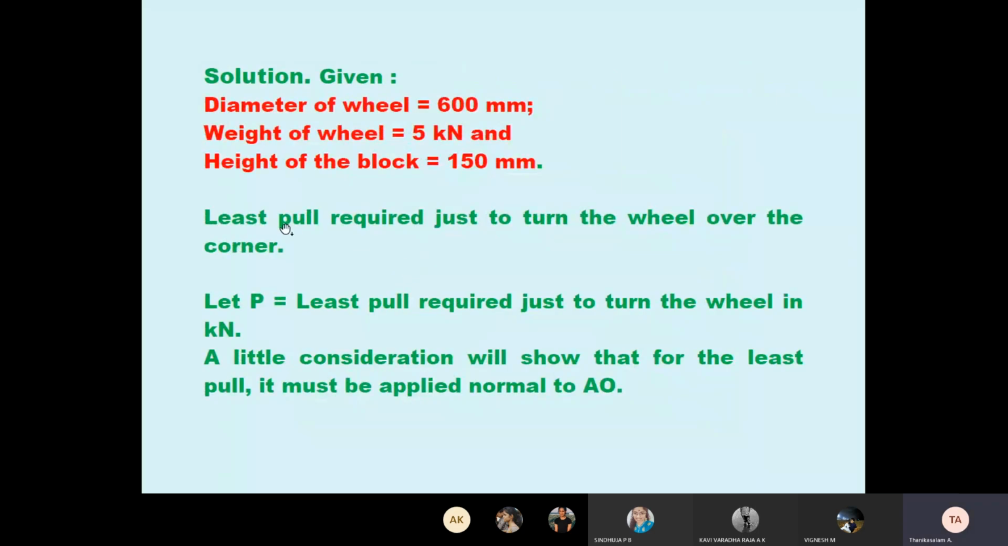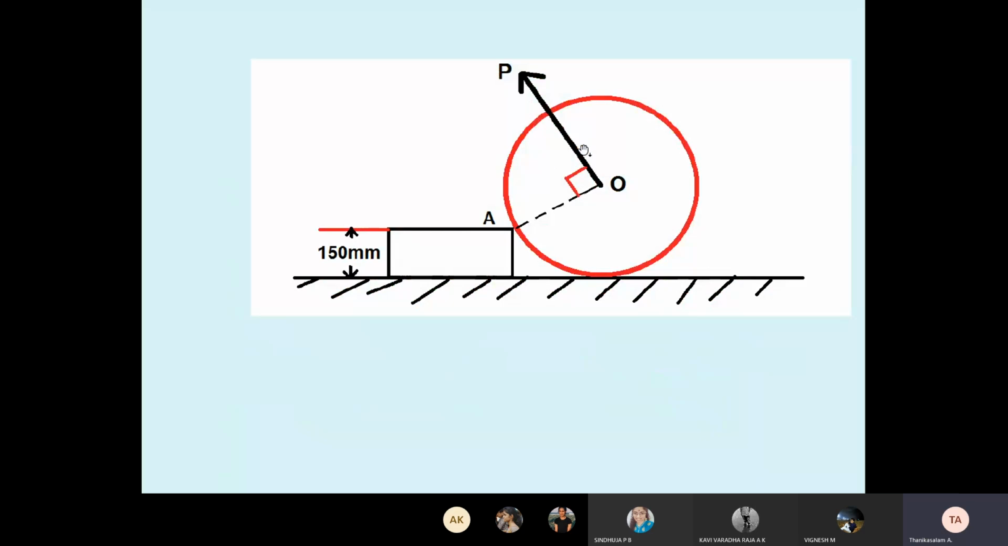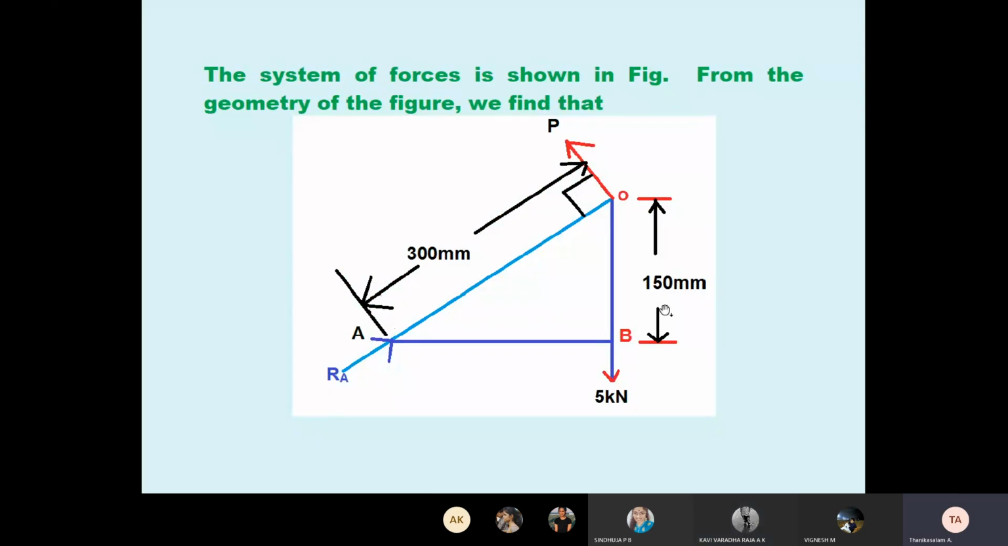See here, the least pull required to turn the wheel. Kavi, when turning, the ball is in contact at A point only, not on the surface. Do you understand? Yes, sir. Okay. See, this 5 kilonewton is the weight. Weight is acting from the middle. That's why I marked it here.